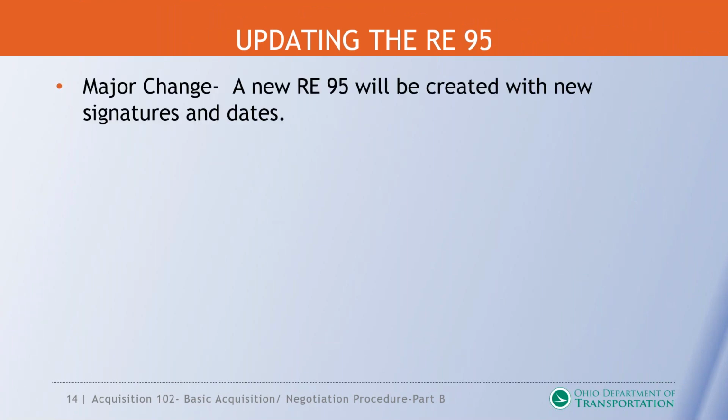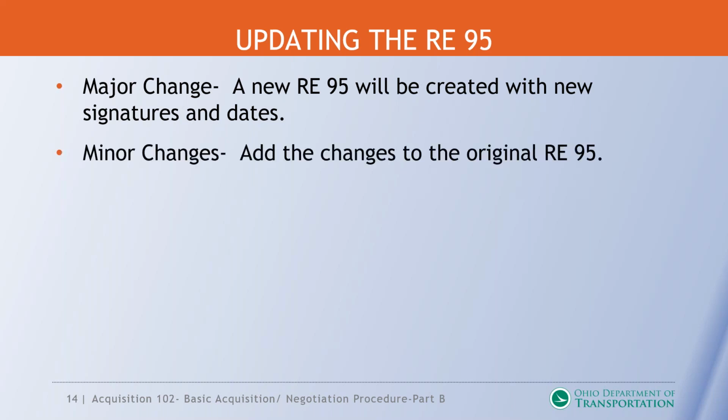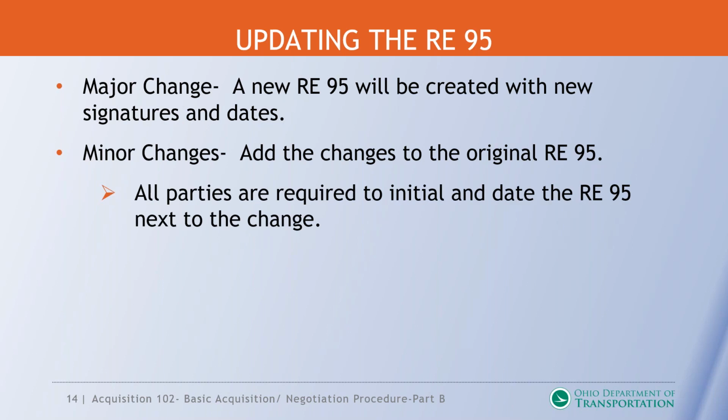Updating the Re95. This is at the manager's discretion. So we're going to talk about two suggestions, but it's ultimately at the manager's discretion as to how we update the Re95. For a major change, we recommend that a new Re95 be created with new signatures and dates. For a minor change, we recommend adding the changes to the original Re95 and then having all parties initial and date the Re95 next to the changes that were made.